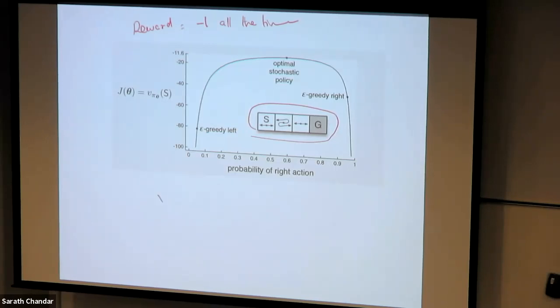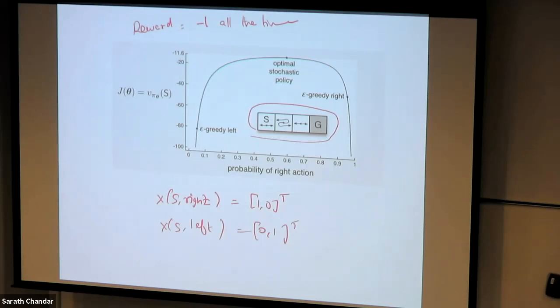Now, x of s comma right for all the states is going to be just 1, 0. It's a two-dimensional feature vector. Whenever I take the right action in any state, my function approximator is going to give me 1, 0 as the feature. Similarly, x of s comma left is going to be 0, 1.